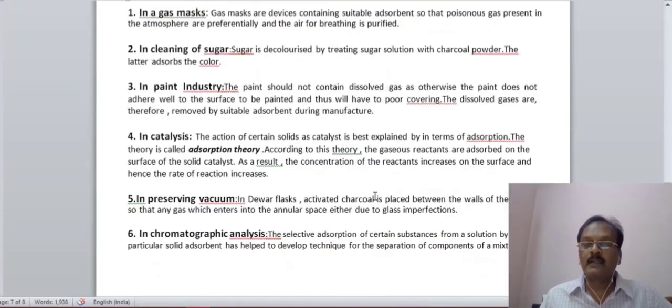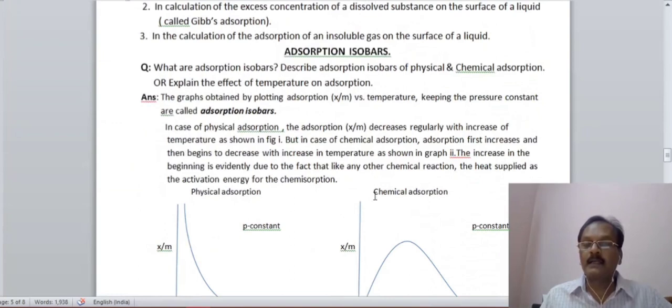Now let us move on to another important concept, that is the adsorption isobars. As you know, in the study of adsorption, we have different types of graphs: isotherms and isobars. Isotherm means the extent of adsorption of a solute on m grams of solvent is studied keeping temperature constant, varying the pressure, and that is called adsorption isotherm. Iso means same, therm means temperature. Keeping temperature constant, if you study the variation of the extent of adsorption with respect to pressure, that is called adsorption isotherm.